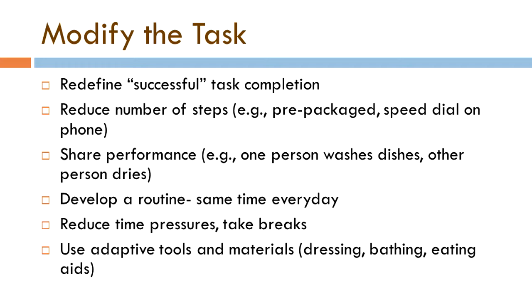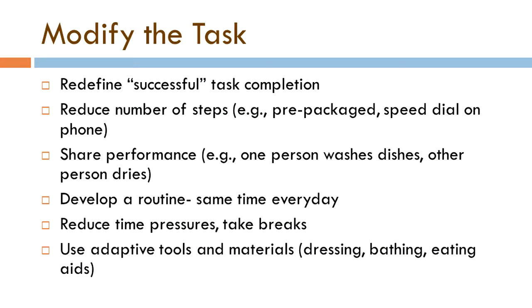Maybe we use more prepackaged items, speed dials on the phone, things like that. A list of numbers beside the phone. Developing a routine for them, so the same time every day, getting them to do the same thing. That's that procedural memory, because if they do it more and more, same time, same activity, same way, it becomes retained as a habit. Reduce time pressures, take breaks, and obviously using adaptive tools for dressing and bathing.